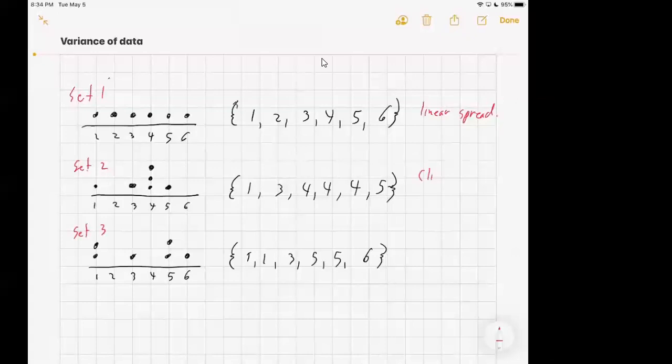For the second set, it's a little bit more clustered around the middle. So it's less spread out. The dots have moved in, it looks like a lot of them towards the number 4, but in general, they've sort of moved towards the middle, all right? Then the third set, they're sort of away from the middle, okay? It's spread towards the ends.